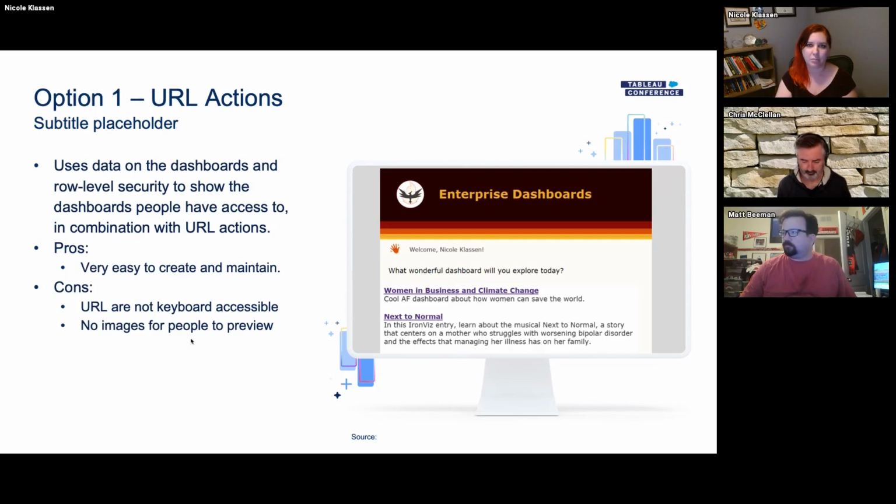The really nice thing about using URL actions, which is this example here, is that it's really easy to create and maintain. You can use Tableau's REST API in order to pull out the data from server, and it's a pretty easy setup, pretty easy to maintain.